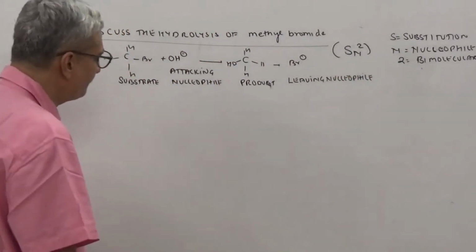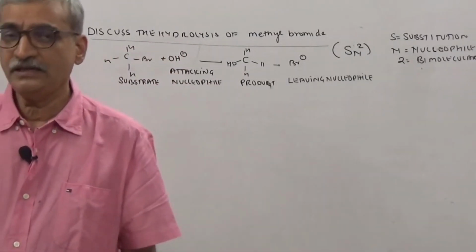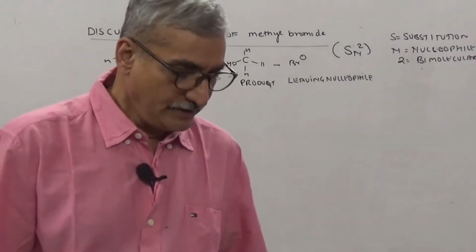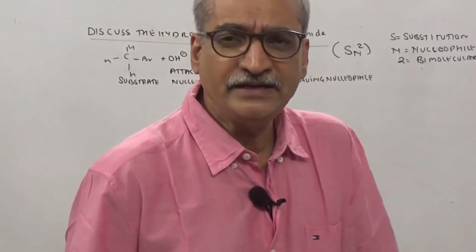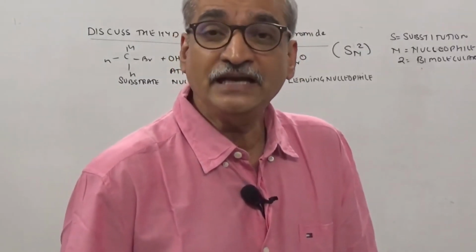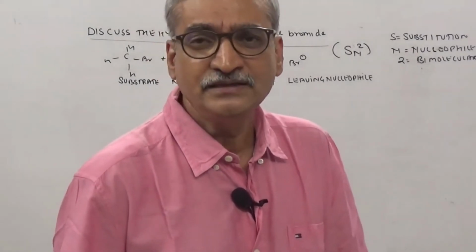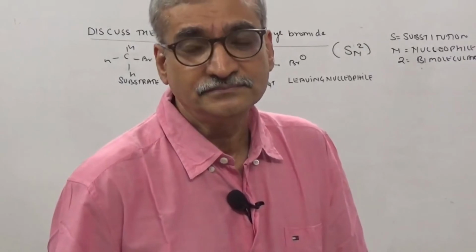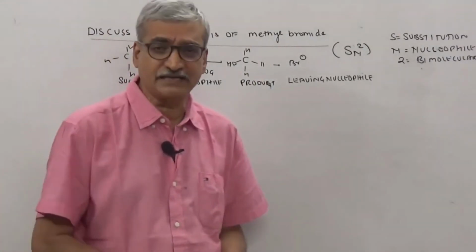Is this clear? Now here, like in the earlier case, even though water is there, the carbon bromine bond will not break very easily. Why will it not break very easily? Because if it breaks, it will form the methyl carbonium ion, and the methyl carbonium ion is not stable. But OH minus is a strong nucleophile. It is going to attack.